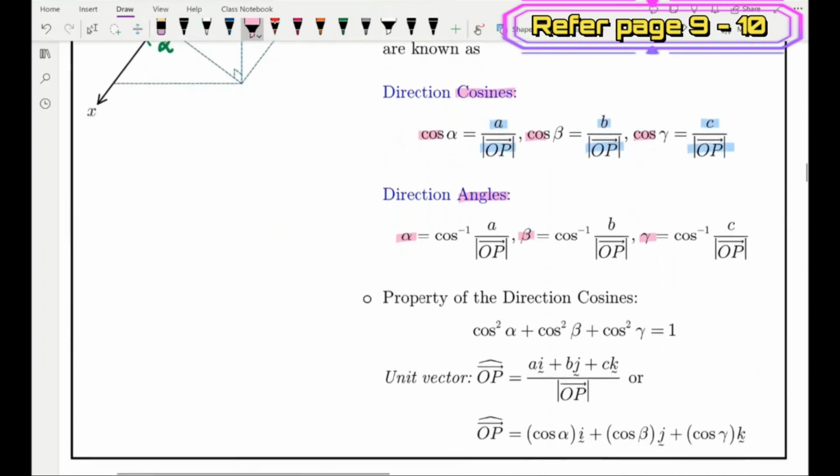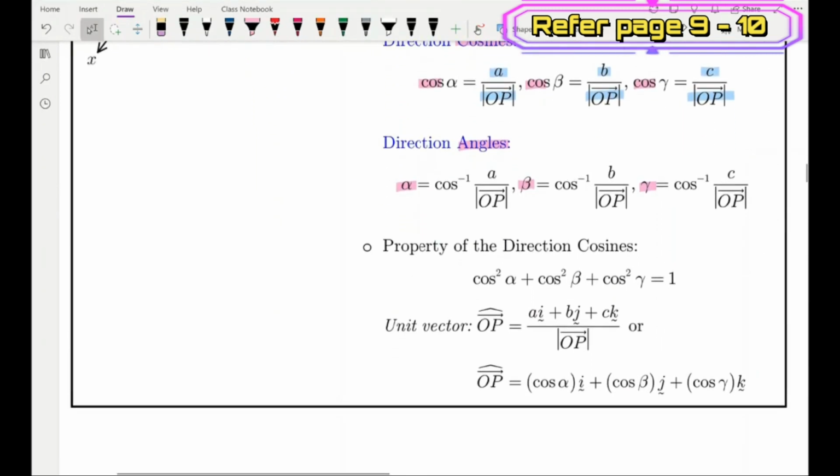Alright. So what are the properties of the direction cosine? The property of a direction cosine is cos squared alpha plus cos squared beta plus cos squared gamma must be equal to 1. Okay, another one is the unit vector for OP is A, B, C over magnitude OP, or we can rewrite as cos alpha i plus cos beta j plus cos gamma k.